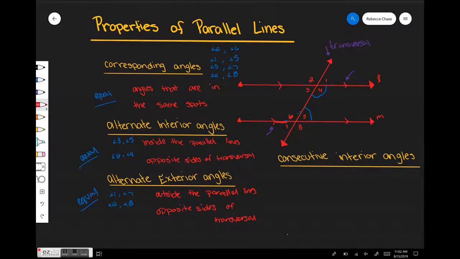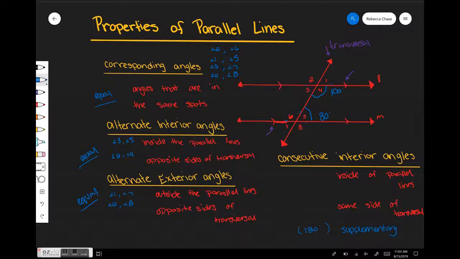So when I talk about consecutive interior angles, they're angles that are on the inside of the parallel lines, but on the same side of the transversal. And remember I said that these are not equal. What we know about these ones is that they are supplementary. That means if I tell you that angle 4 is 100 degrees, angle 5 is going to be 80 degrees, because supplementary means they add up to 180 degrees.